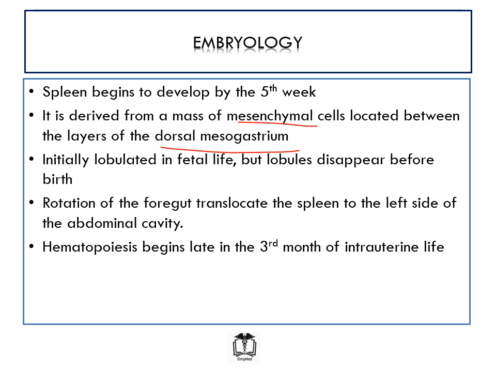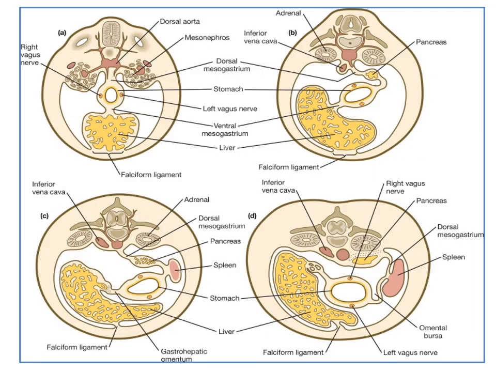Initially, the spleen tends to be lobulated in fetal life, but the lobulation eventually disappears before birth. And during development, when the foregut is rotating, the rotation of the foregut will translocate the spleen to the left side of the abdominal cavity. And that's why we have the spleen being found at the left hypochondrium. Hematopoiesis, as one of the functions of the spleen, tends to begin around the third month of intrauterine life. This is an image showing us the development of the spleen.